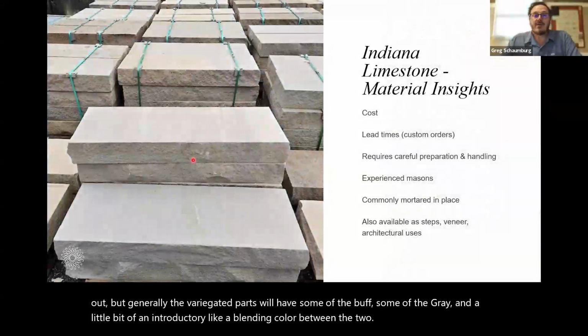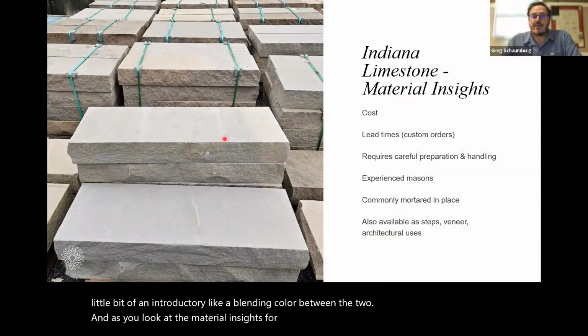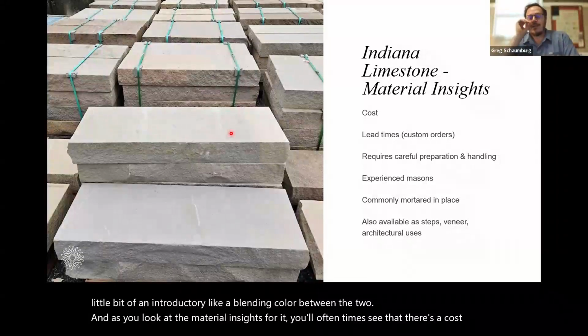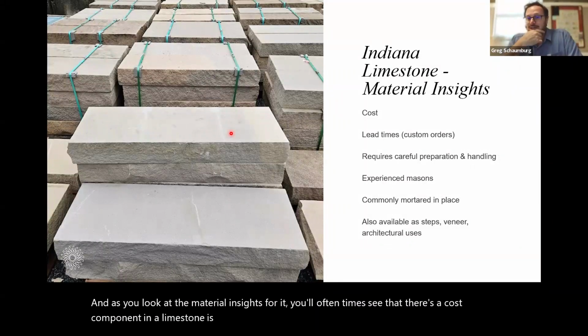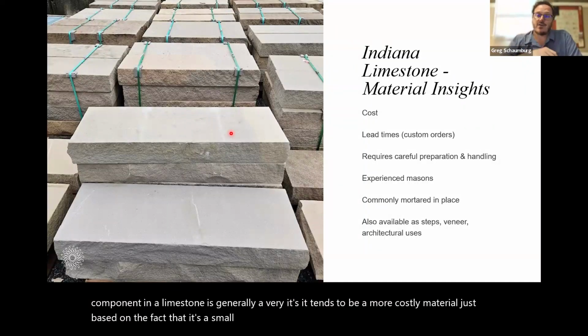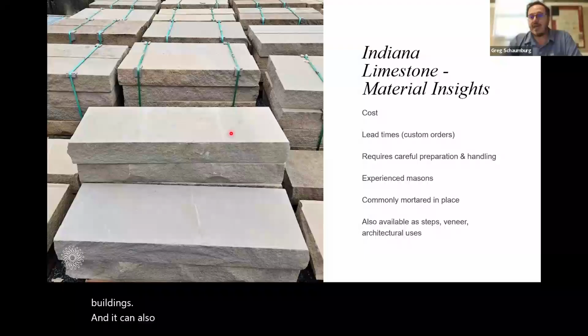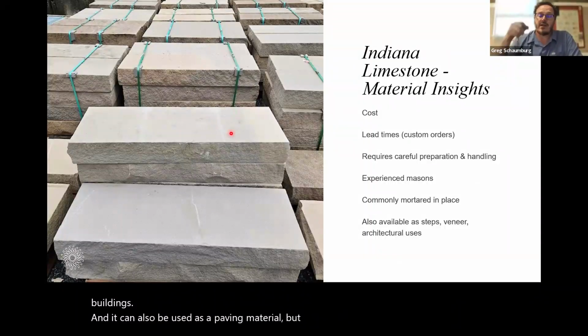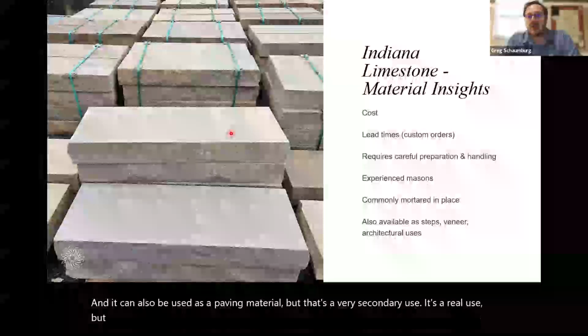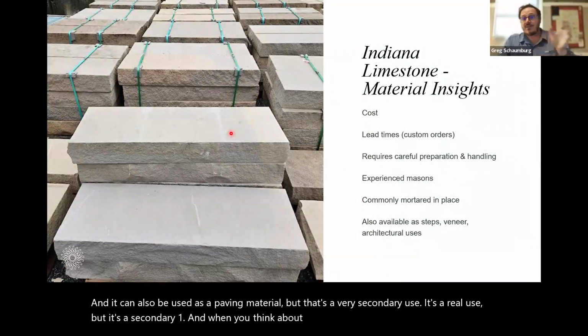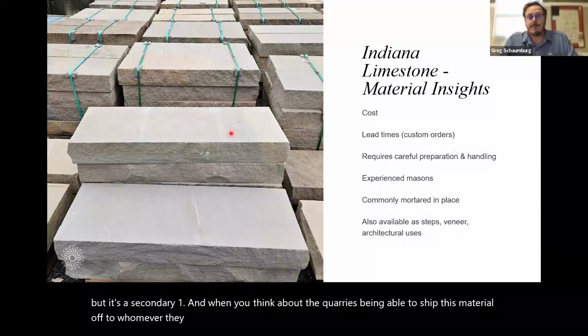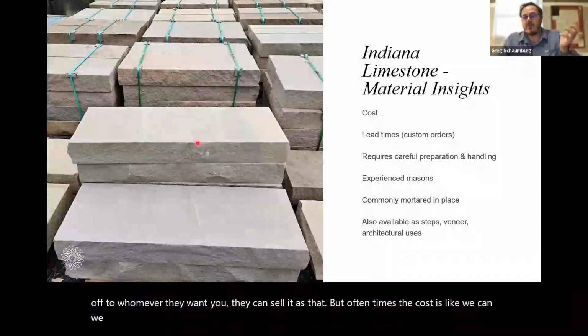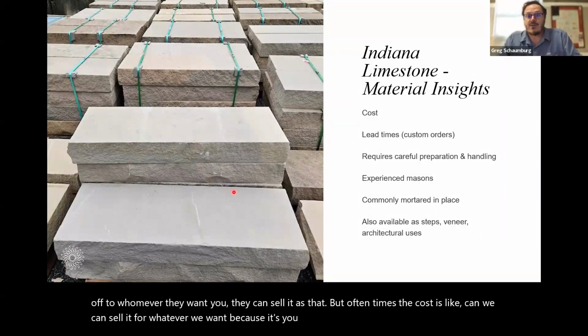And as you look at the material insights for it, you'll oftentimes see that there's a cost component. Indiana limestone generally tends to be a more costly material just based on the fact that it's a small industry. It serves everything from skyscrapers and big buildings, and it can also be used as a paving material, but that's a very secondary use. It's a real use, but it's a secondary one. And when you think about the quarries being able to ship this material off to whomever they want, they can sell it as that, but oftentimes the cost is like, well, we can sell it for whatever we want because we can get that material for it.